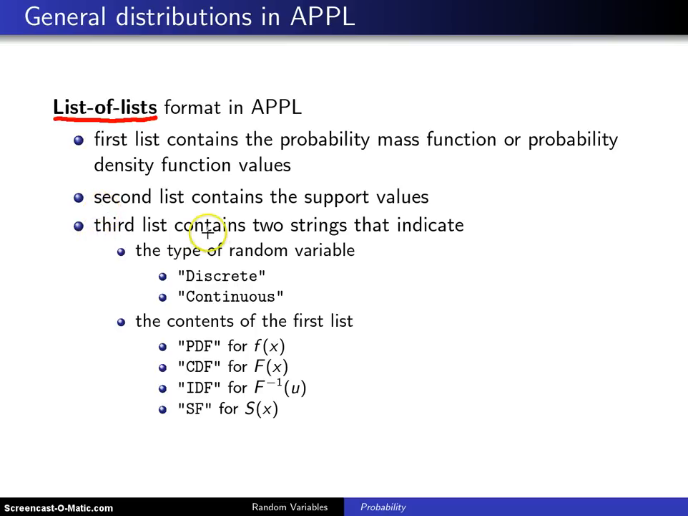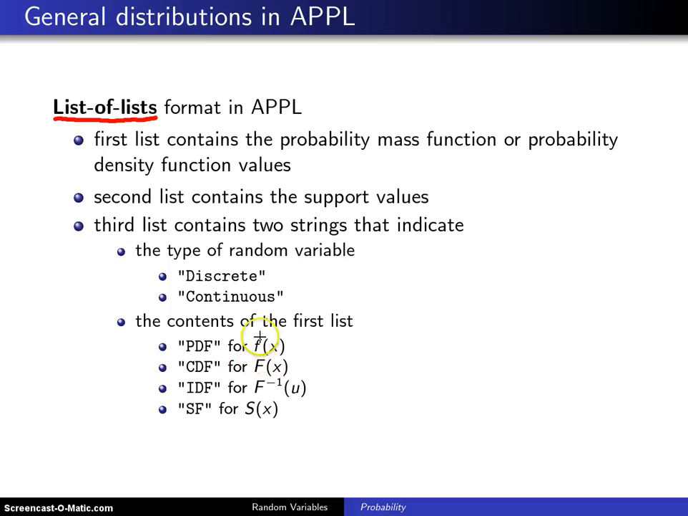The third list contains two strings, and the first string will tell you what type of random variable it is. That is, is it a discrete or a continuous random variable? And these have to be in double quotes. And then there will be a comma, and then the second string will indicate the contents of this first list.